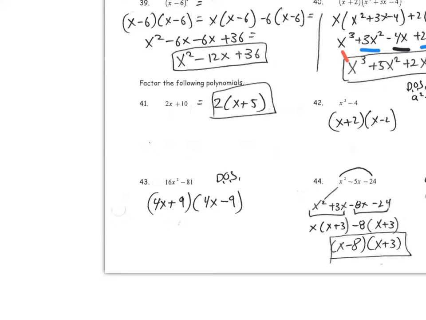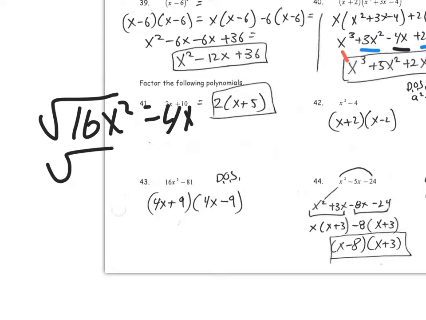Number 43 is the same thing. The square root of 16x squared is 4x. The square root of 81 is 9. So you end up having 4x plus 9, 4x minus 9. This is a difference of squares.